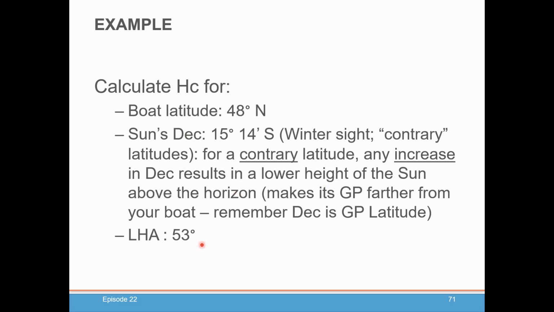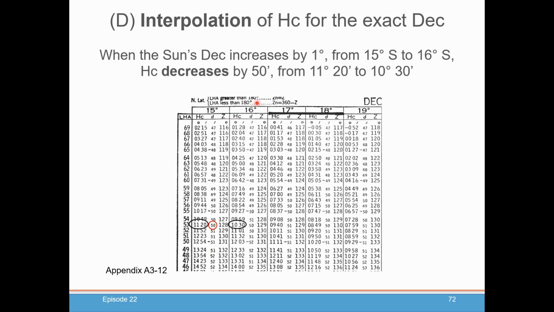Your LHA is 53 degrees, again, for this example. So let's go into the site reduction table, and we find 15 degrees, which was our whole degrees of declination. So we see 15 degrees, and at our LHA, and I'm assuming this table is for the correct latitude, we see that the HC would be 11 degrees and 20 minutes.